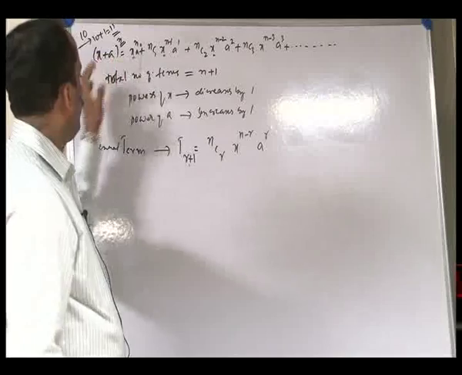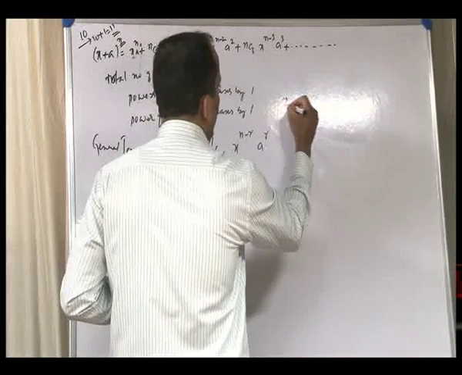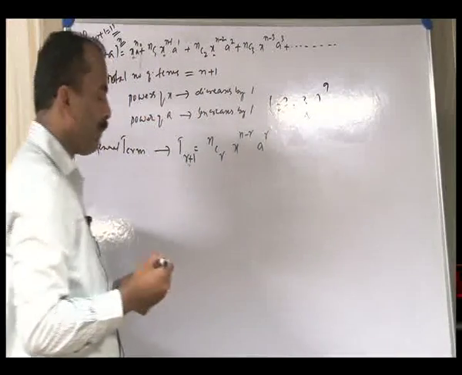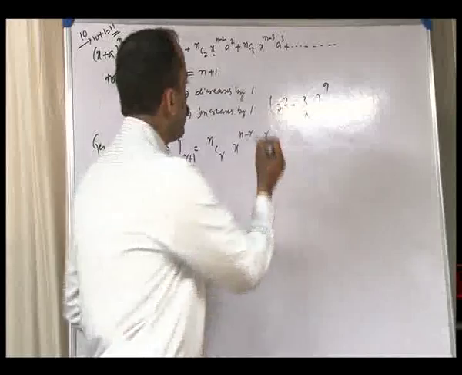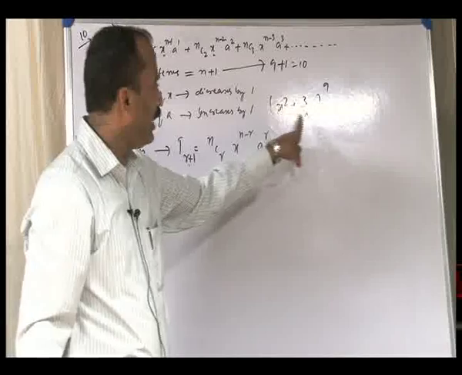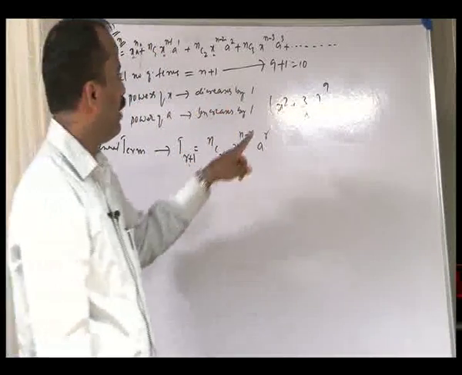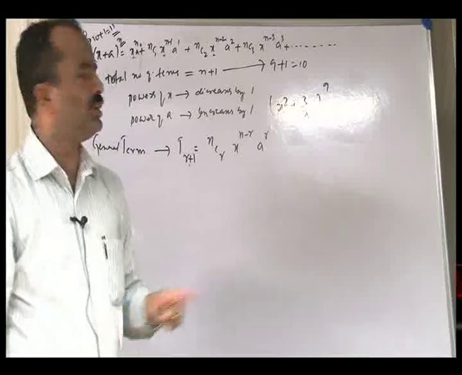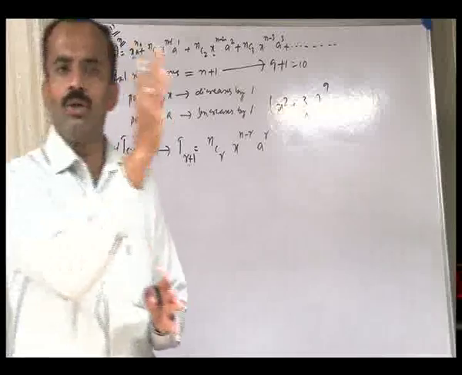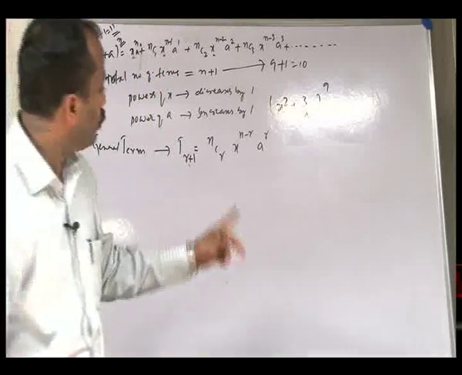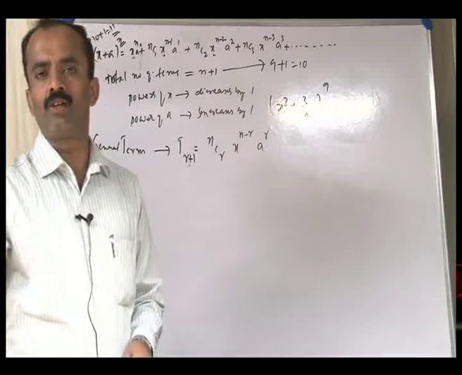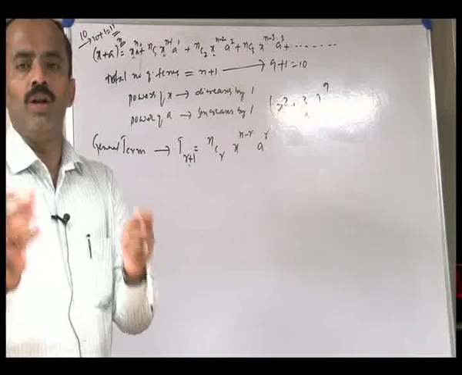For example, take (x squared + 3 by x) all to the power of 9. Here the power is 9, therefore the total number of terms is 9 + 1, that is equal to 10. If you expand this by using the binomial expansion, you get 10 terms. But using the general term, we can directly find out the 4th term, 5th term, or 6th term, or the term independent of x.